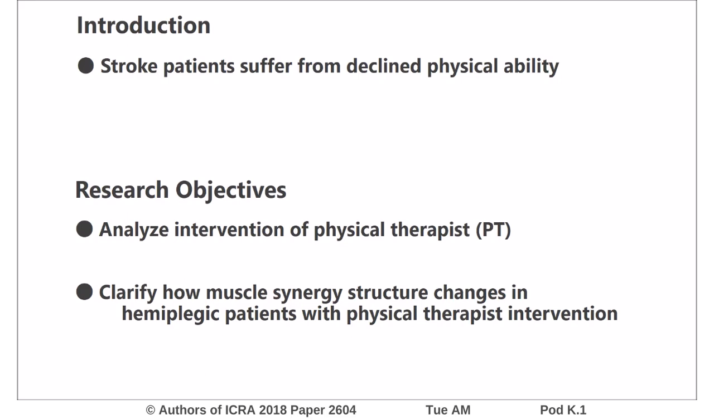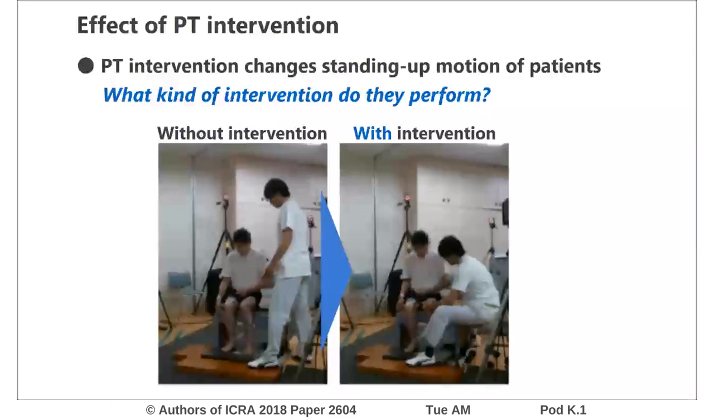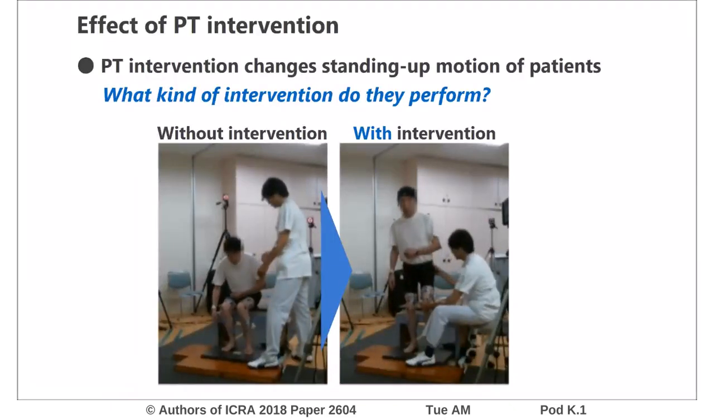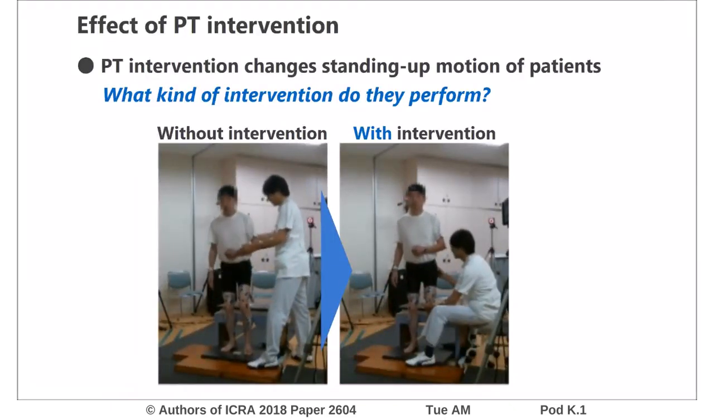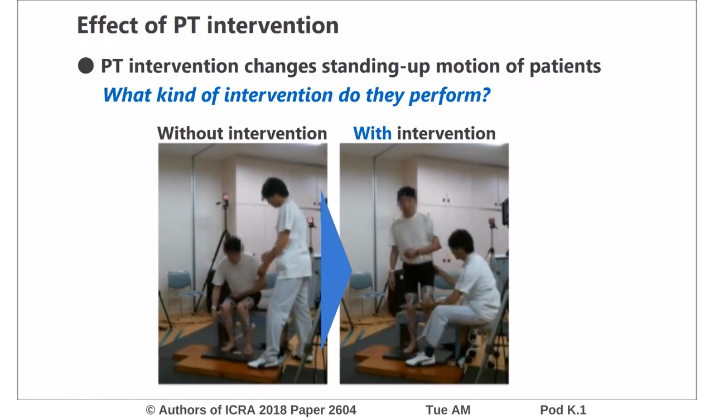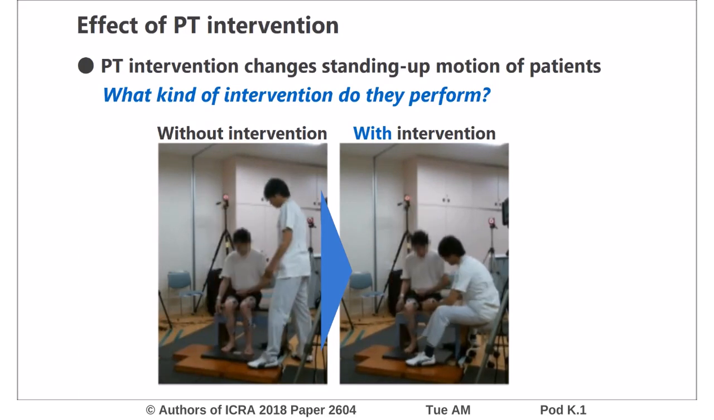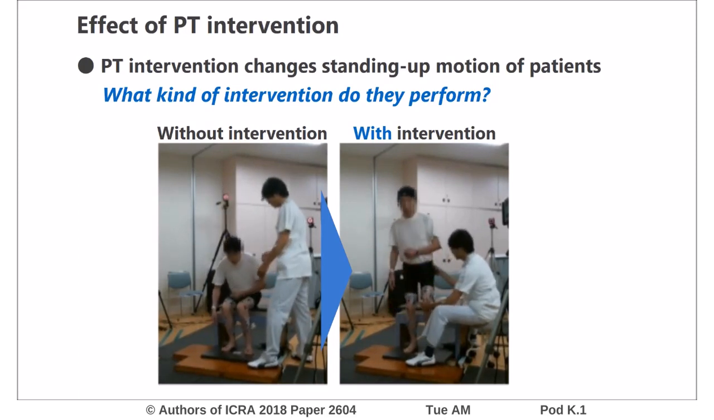First, I will explain the first objective. In the left video, it is a little difficult for the patient to stand up on his own. But he can easily stand up with intervention in the right video. PT intervention changes the standing up motion of patients. What kind of intervention do they perform?